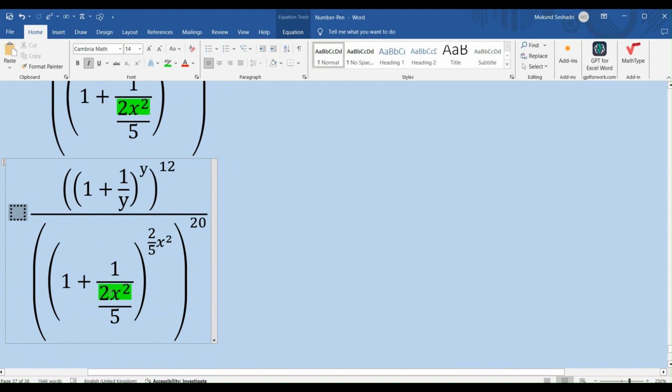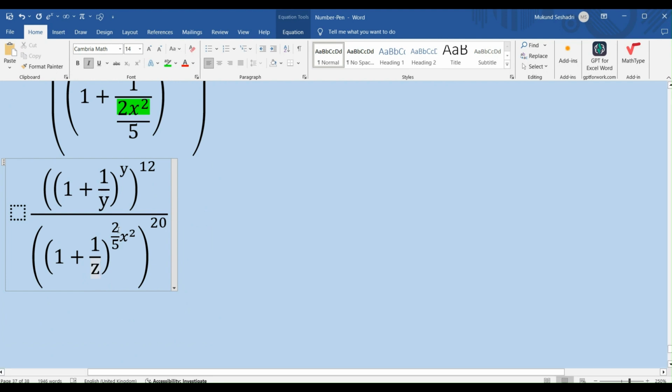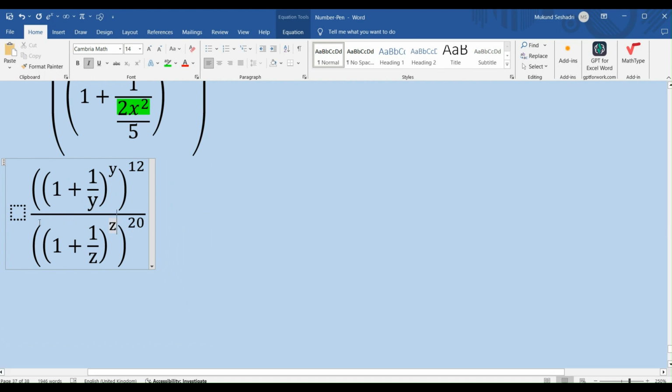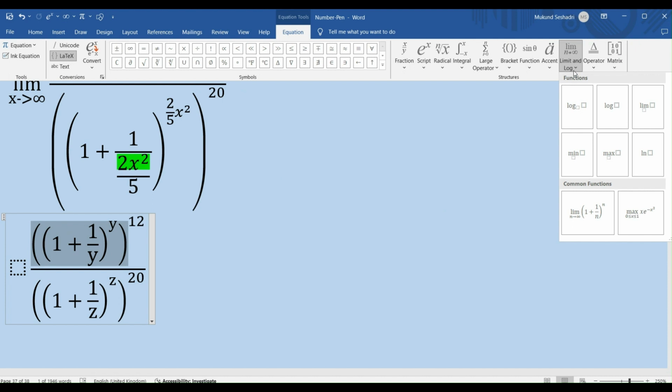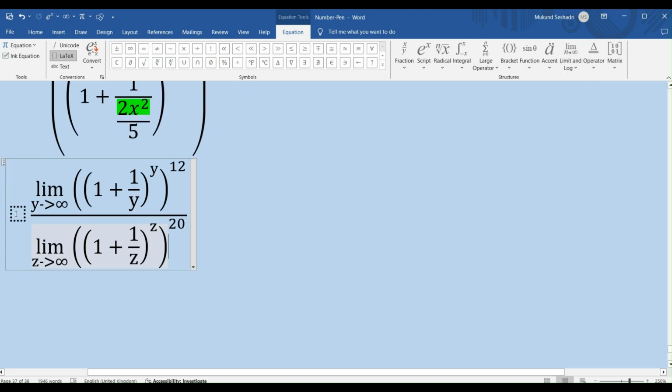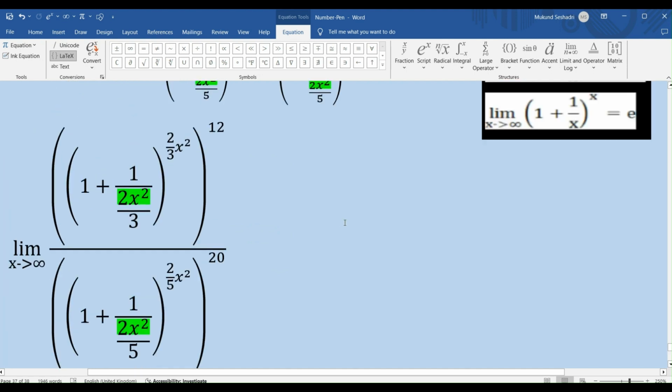and similarly I have, let's assume my 2x square by 5 equals z, right? And what happens here, this one also becomes z, right, to the power 20. And as x tends to infinity, my 2x square by 5 also will tend to infinity, which means my z also tends to infinity, right? So this is what we have. In the numerator, you have an expression like this, which when rewritten, right? So this is what we have. And now we know how do we solve this out, right?